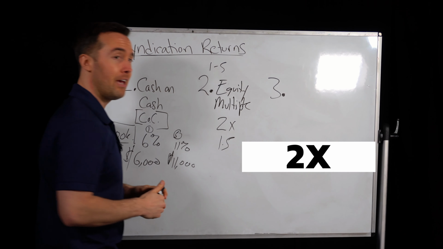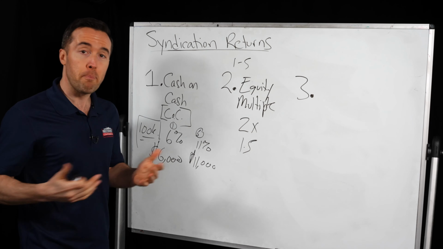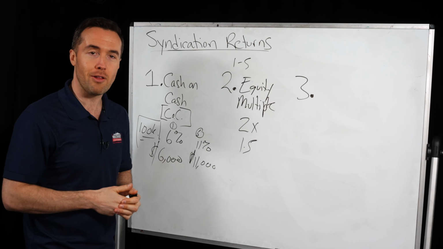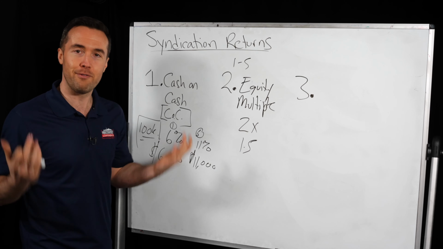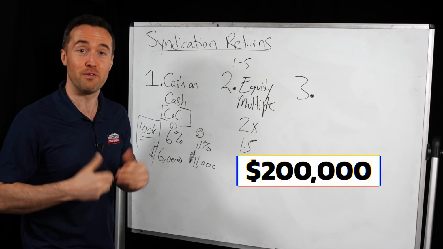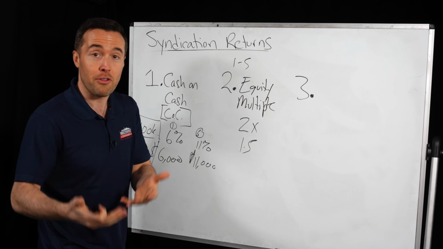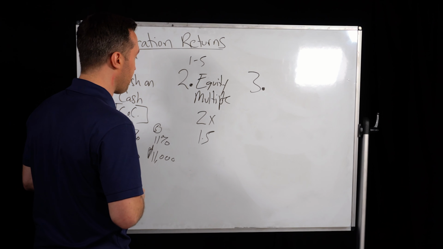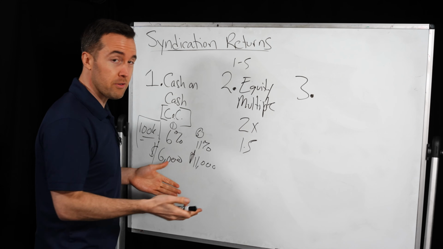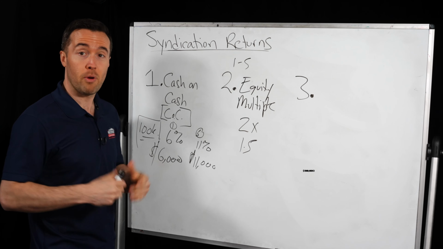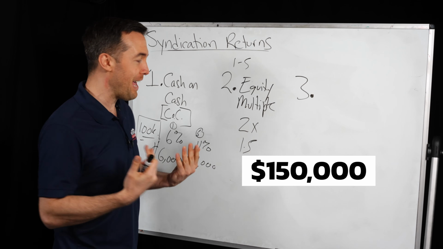Now a 2x means you've doubled your money. So basically, if you invest $100,000 at a 2x multiple, well, you've just made yourself another $100,000. You've doubled your money. With a 1.5x, obviously you're adding another half to your invested capital. So if you invest $100,000 at a 1.5x, well, now you have $150,000 in your bank.